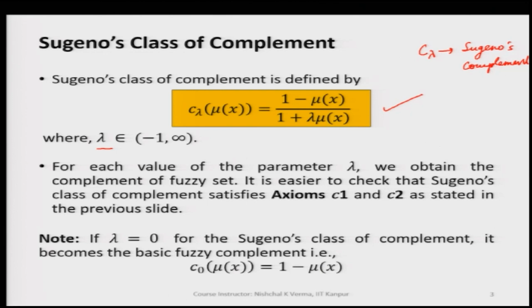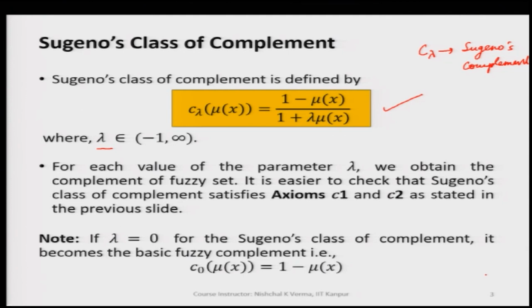This has to be understood, and please understand here that since this is a complement, this Sugeno's class of complement also satisfies the axioms C1 and C2, and that is how it is called a complement operator.